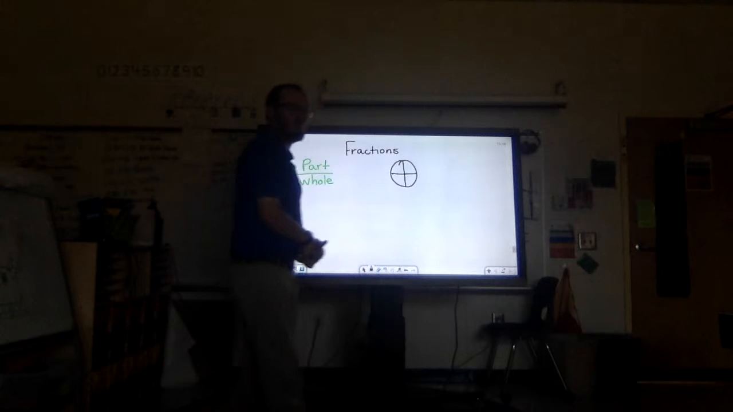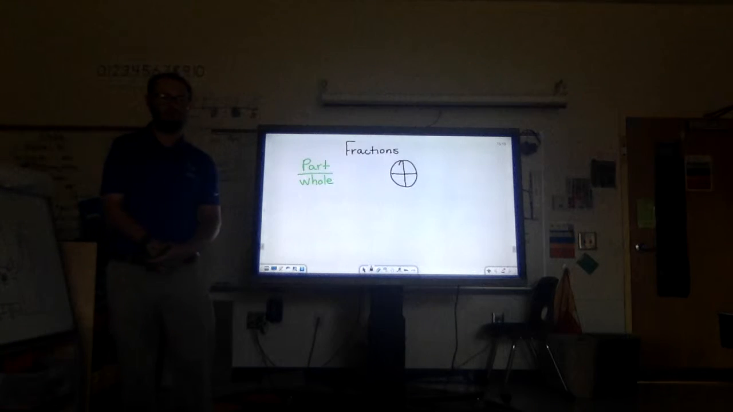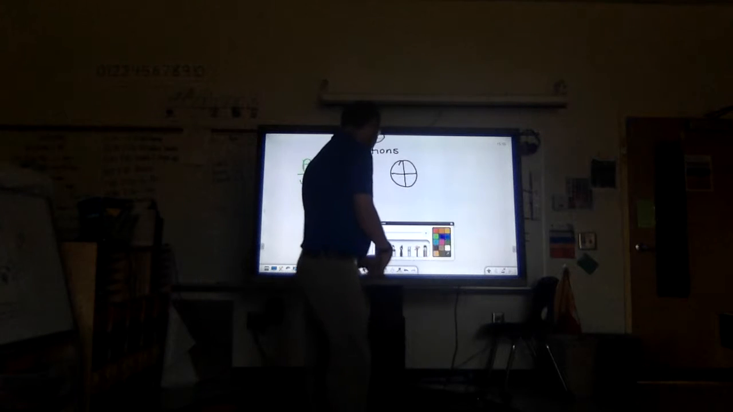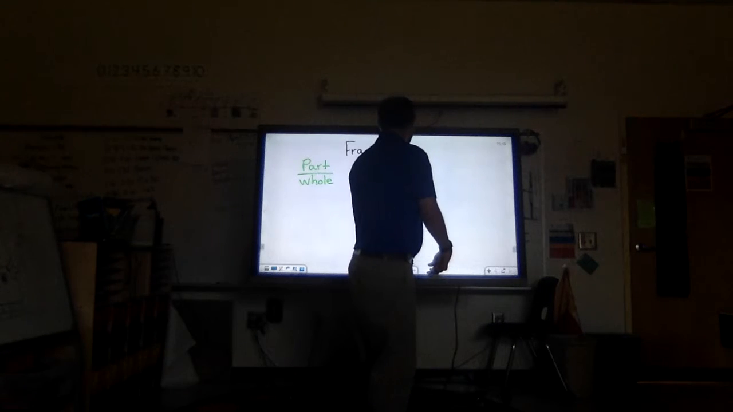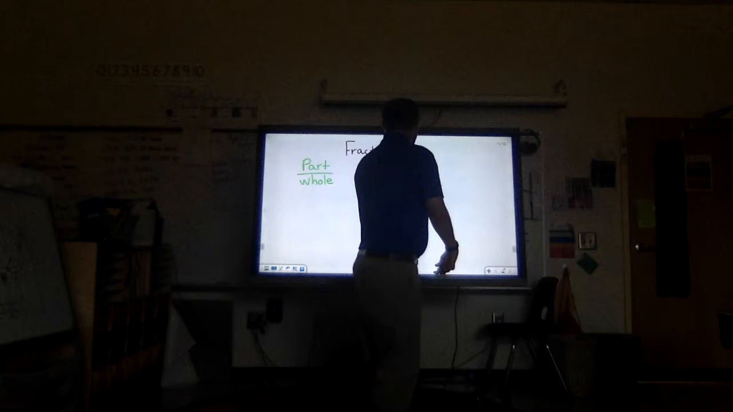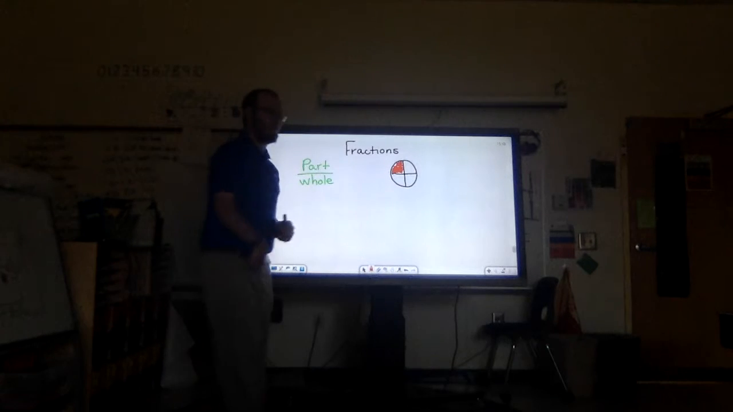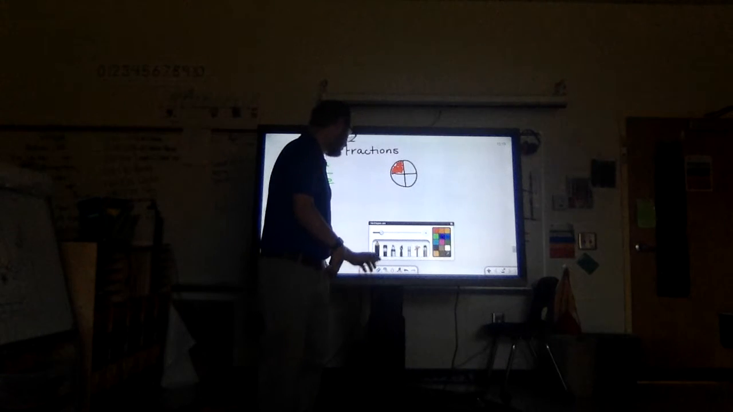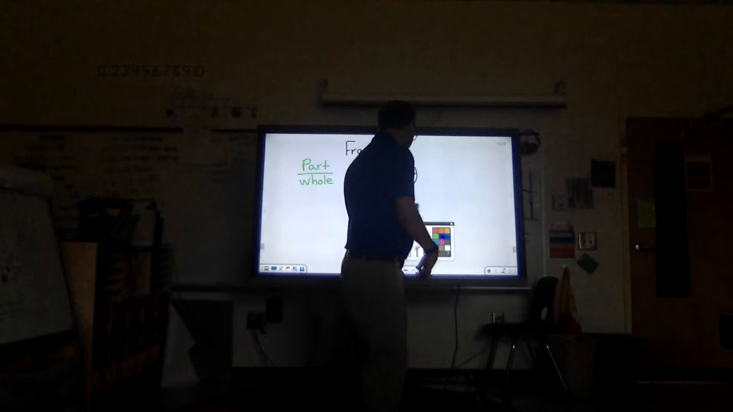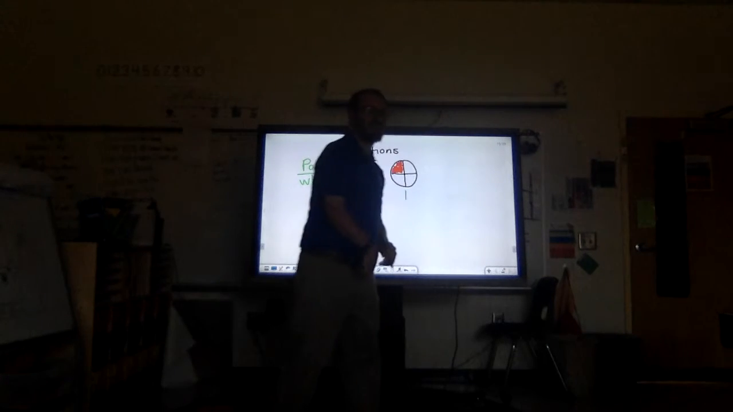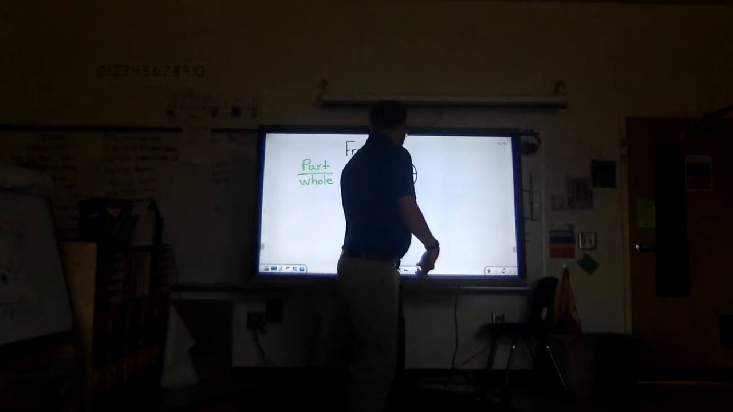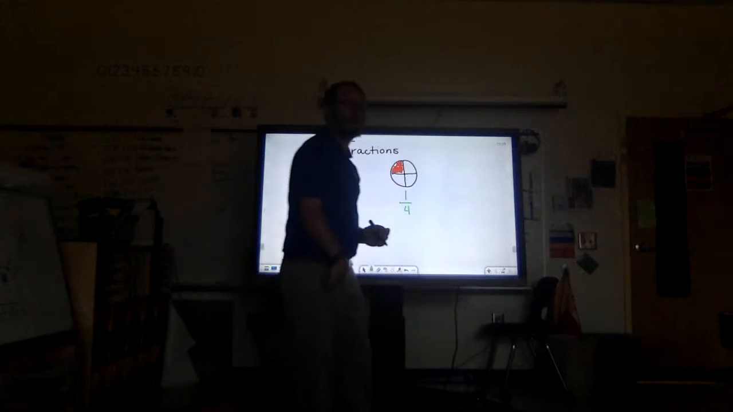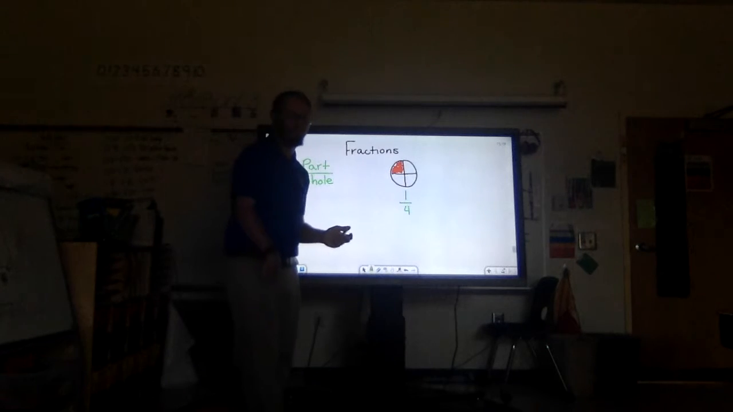What can we do to show 1/4 of this pie right here? Good job. We can color 1/4 of it to show that we have one part of the 4 whole pieces. Right? So how do you write that in fraction form, Alicia? Good job. We can write 1 as our part, 4 as our whole.